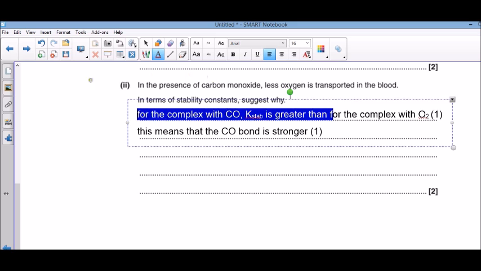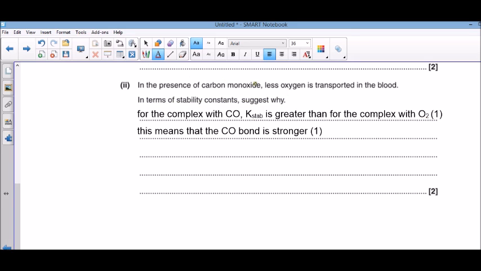Okay, so if we've got carbon monoxide, we've got less oxygen transported by the blood. That's because hemoglobin will preferentially bond to CO, carbon monoxide. And the reason that that happens is that carbon monoxide ligand's got a bigger stability constant than oxygen, and that means that the carbon monoxide bond is stronger. 2 marks.